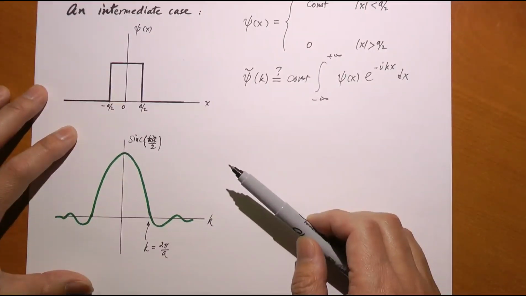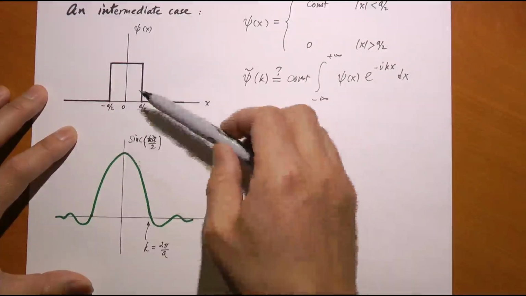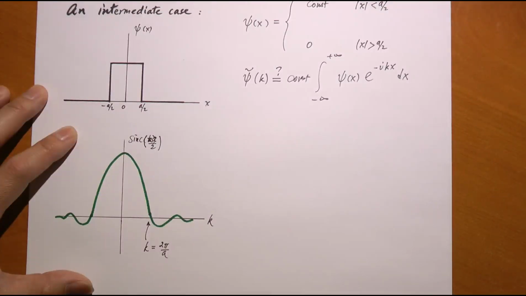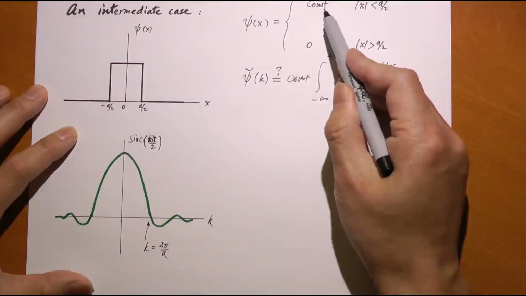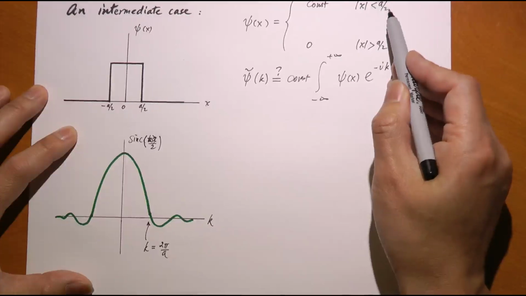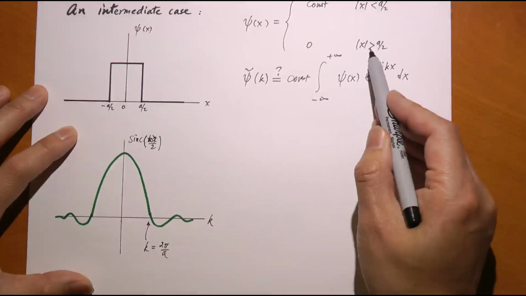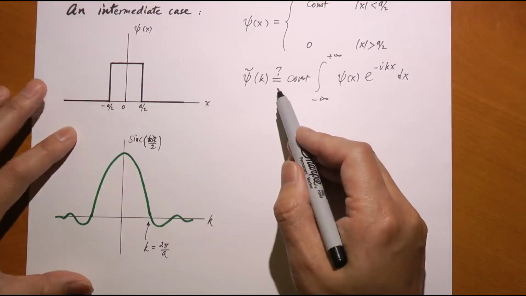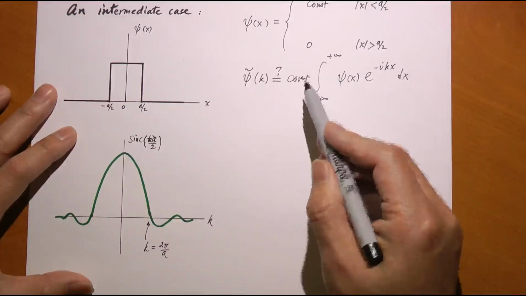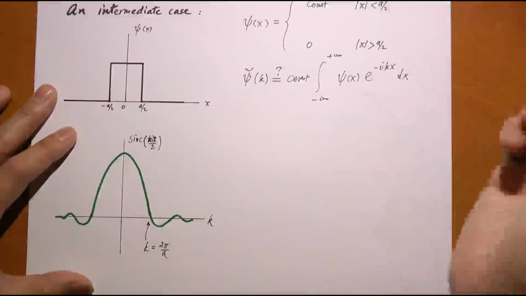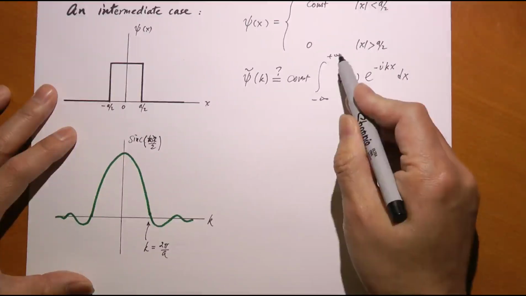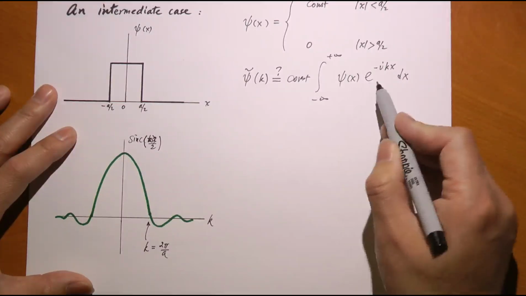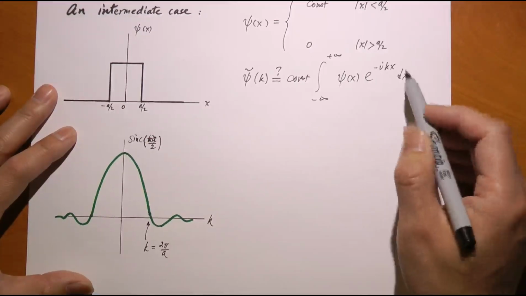Now, what kind of Fourier spectrum does this correspond to? So we write down psi first. It's constant when the absolute value of x is less than a over 2, and 0 when the absolute value of x is greater than a over 2. Using the formula for the Fourier transformation, I get a constant, and these are not the same constant because there's a 2 pi or whatever. I don't really care. Negative to positive infinity, psi of x e to the power negative i kx dx.